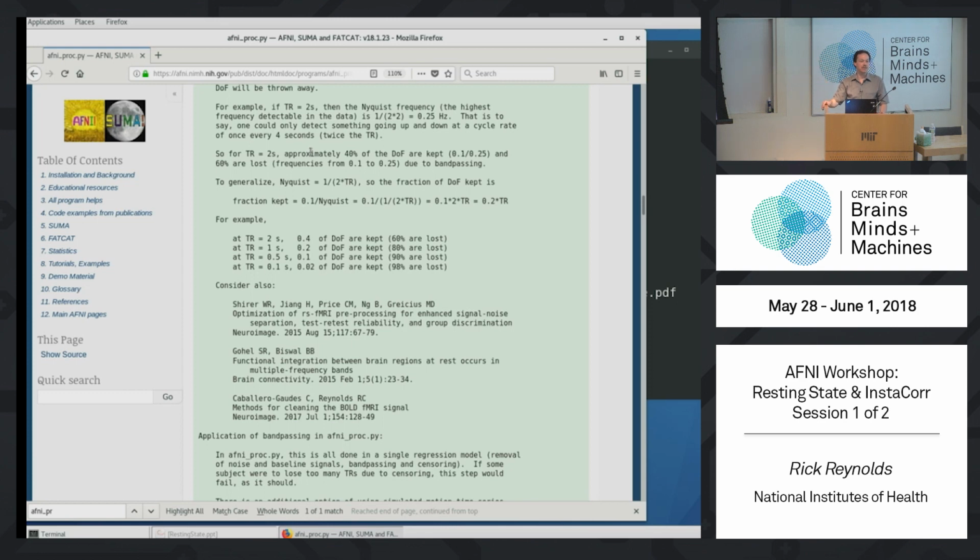Any questions or comments about that? So you can decide what you do if your TR is on the order of 2 or 3 seconds. You can still accomplish it without wiping out your data as long as there's not too much motion, but there's still a big cost in there.